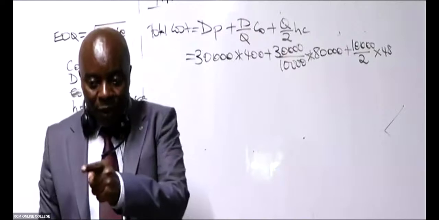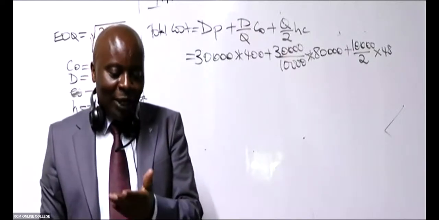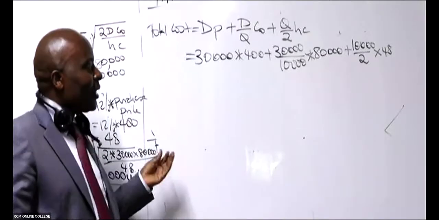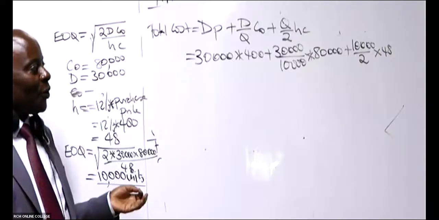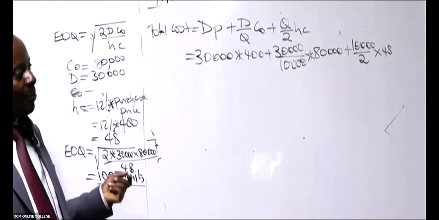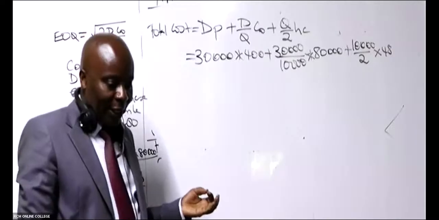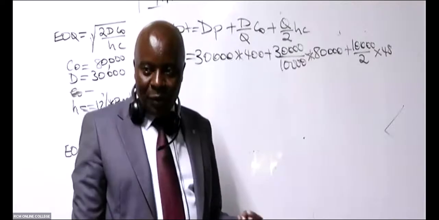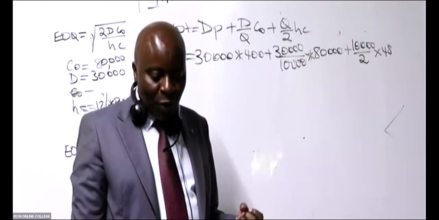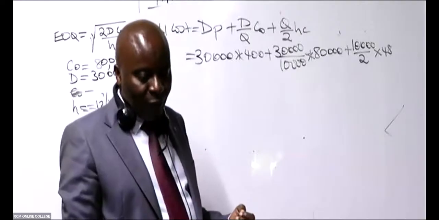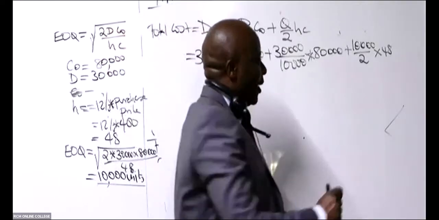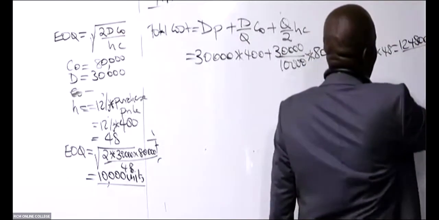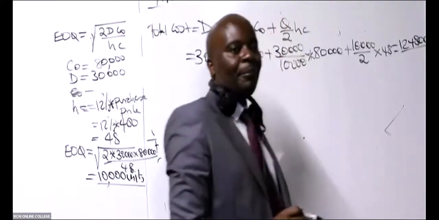So somebody, in this case, you're using now your calculator, not your phone. I believe you guys have calculators, right? So you say 30,000 times 400 plus 30,000 divided by 10,000 times 80,000 plus 10,000 divided by 2 times 48. Who will be the very first person to give me the answer here? So she's getting 12 for 80,000. So the physical students, are you able to get the same?